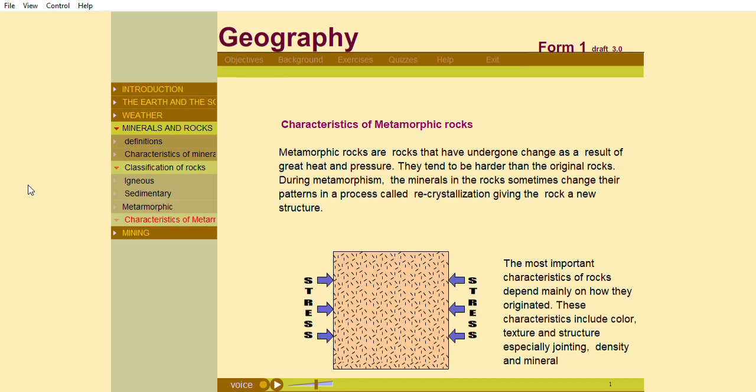These characteristics include color, texture, and structure, especially jointing, density, and mineral composition. Texture refers to the general appearance of the rock in terms of the size and arrangement of its crystals.